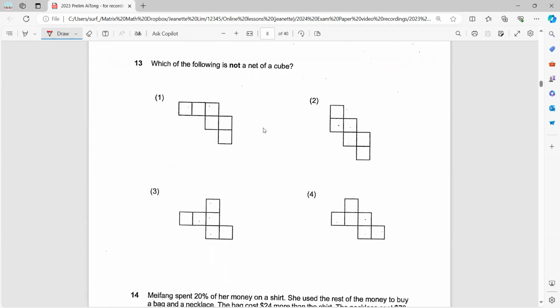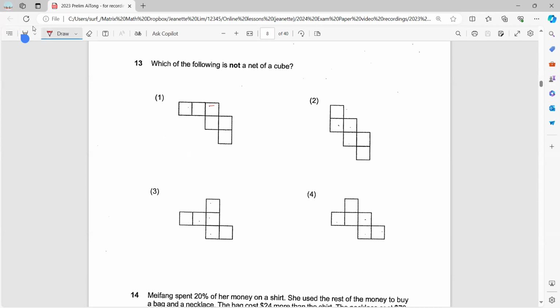Question 13, which of the following is not a net of a cube? Okay, so which one is not? Are we looking for the one that is not? All right, maybe let's identify which one is the top first.